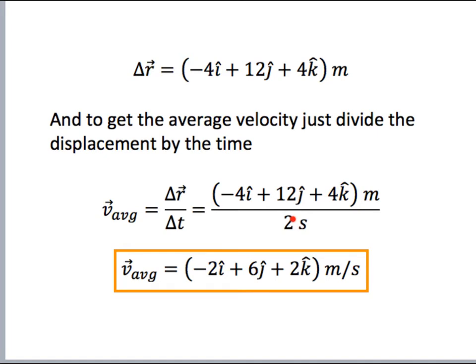And so 4 divided by 2 makes minus 2, 12 divided by 2 makes 6, 4 divided by 2 makes 2. So our average velocity works out to be minus 2 i hat plus 6 j hat plus 2 k hat meters over seconds, or meters per second. And that's the answer to the problem.